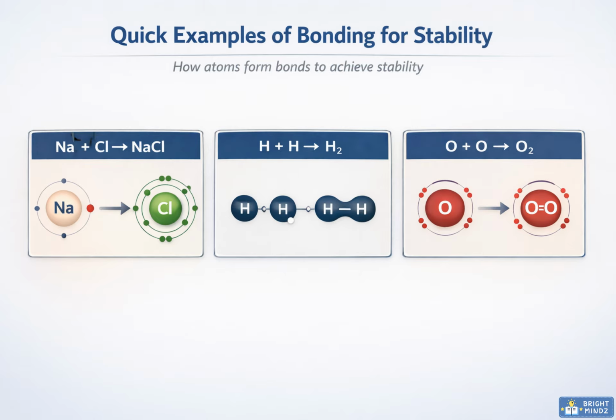Let's make that idea more concrete. Sodium has one outer electron it can give up, while chlorine needs one more electron, so they form sodium chloride. Hydrogen works differently. Two hydrogen atoms share electrons to form H2, giving each atom a more stable arrangement. Oxygen atoms also share electrons, forming O2. The details differ, but the pattern is the same. Bonding helps atoms reach a lower energy, more stable electron arrangement.